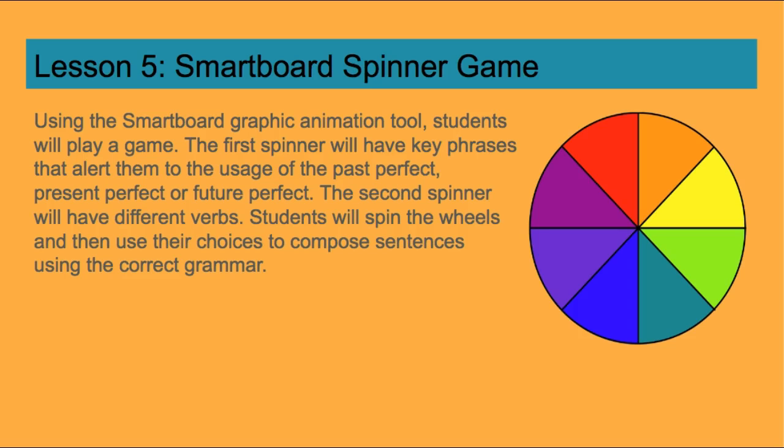For Lesson 5, students will play a Smartboard spinner game. Using the Smartboard graphic animation tool, students will play a game. The first spinner will have key phrases that alert them to the usage of the past perfect, present perfect, or future perfect. The second spinner will have different verbs. Students will spin the wheels and use their choices to compose sentences using the correct grammar.